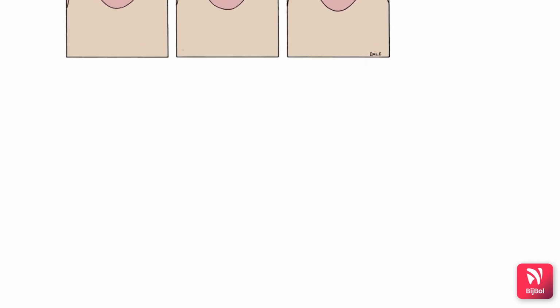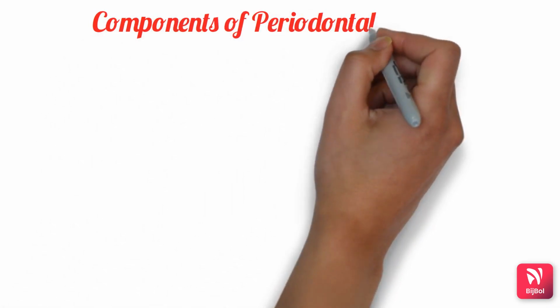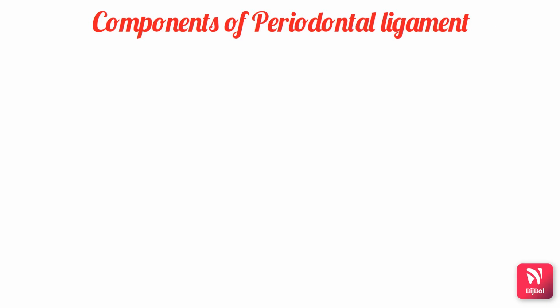which extend into the alveolus of the socket. Okay, this is how our periodontal ligament fibers are developed.